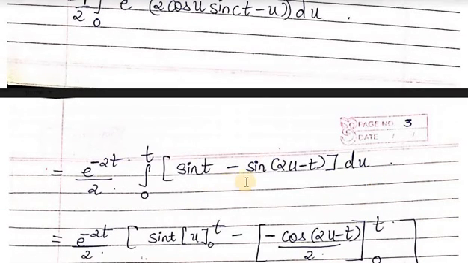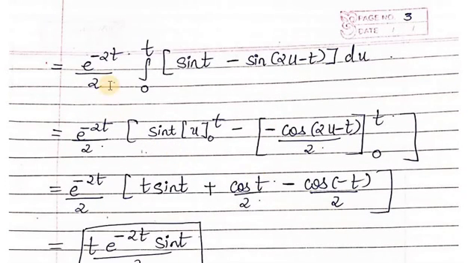Remember here the function of t is constant. So e raised to minus 2t by 2 will be as it is, and sine t is constant. Now the integration of 1 with respect to u is u, and its limit is from 0 to t. Then after this minus sign, the integration of sine is minus cos, and the multiplier of u is 2, which means you have to divide by 2, and the limit is from 0 to t. For the upper limit it becomes t sine t, and for the lower limit it becomes 0. So the result is t sine t.